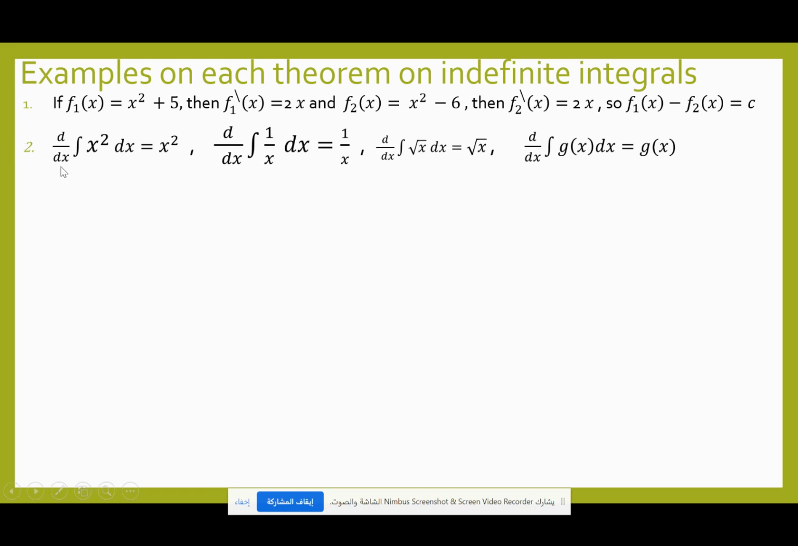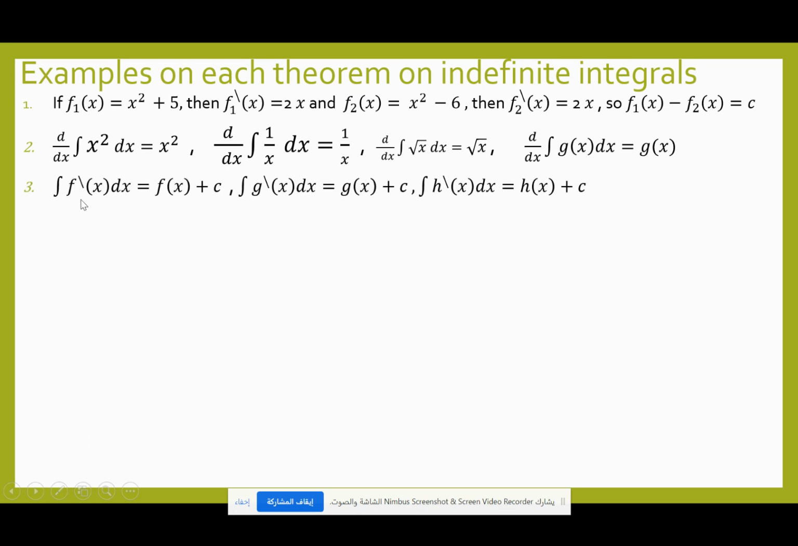Let's go to number 2. D over dx means the derivative of the integration will be cancelled, giving you the function itself. And the dx will be cancelled with them because it relates to the integration. So here we are deriving the integration, cancelling each other to give you the function itself. Similarly in that one, derive the integration, cancel them to give the function itself. And here, derive the integration, you get the function itself.